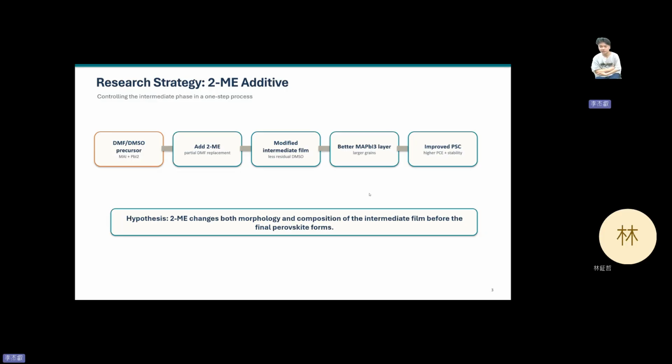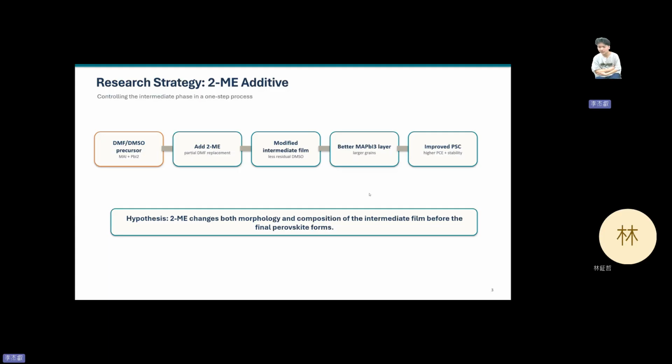And the strategy of this paper is to use 2-ME as a solvent additive. The normal precursor solution contains DMF and DMSO. So in this work, part of the DMF is replaced by 2-ME, in order to control the intermediate film. And the intermediate film is formed before the final perovskite film. And it is very important because it affects the final crystal growth.